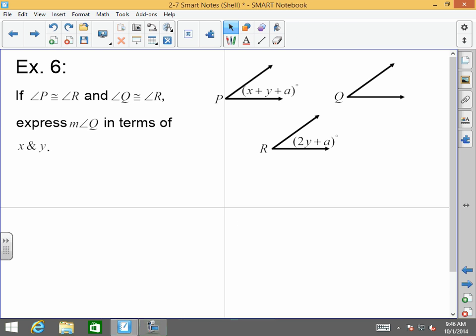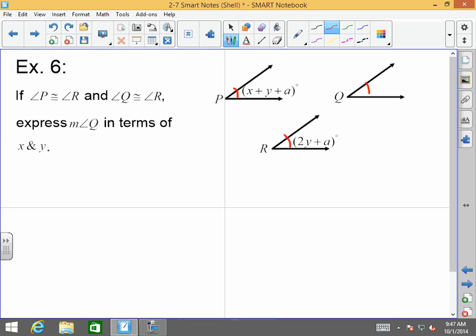They tell you that angle P is congruent to angle R. So angle P is congruent to angle R, and angle Q is congruent to angle R as well. So they all have 3 tick marks. Express the measure of angle Q in terms of X and Y.